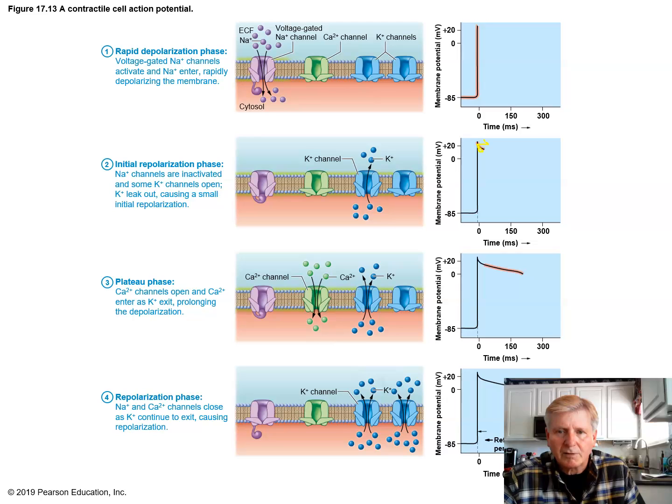So you get a small initial repolarization, this little dip up here that I've highlighted in yellow in this area right here. Okay, then the calcium channels will open after the potassium channels open, and the calcium will enter as potassium exits, and that will then prolong this depolarization phase. And that's called the plateau phase. This is represented on the electrocardiogram in the area where you see the ST segment.